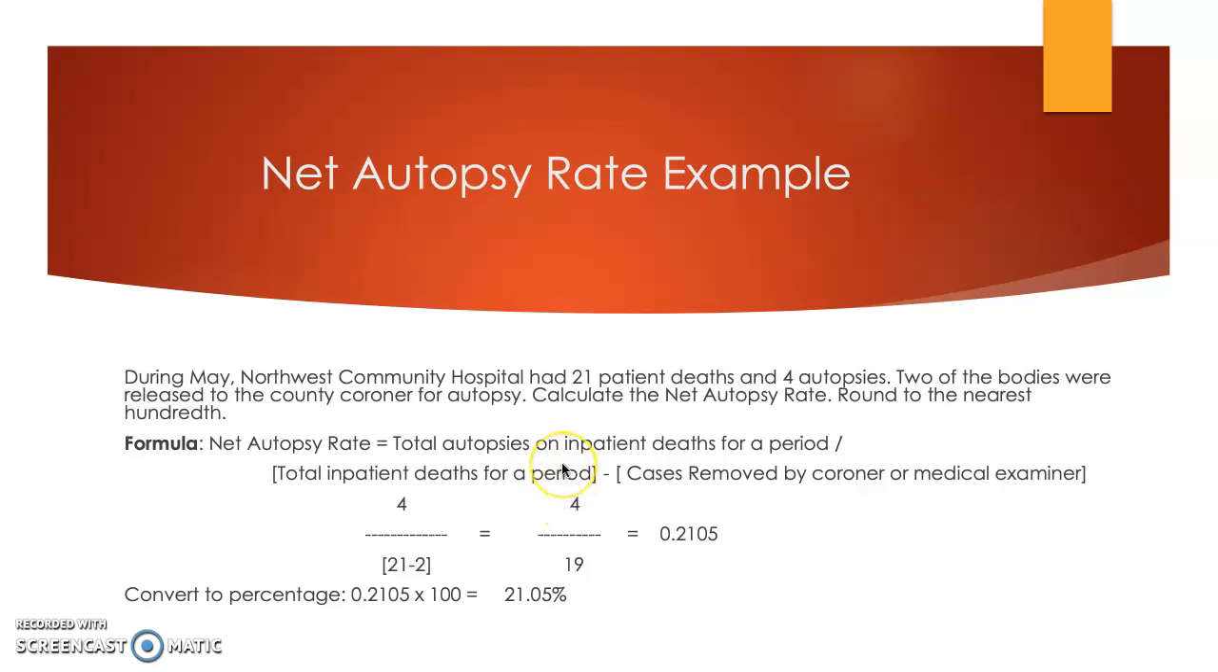We recall that the numerator for the rate is the total autopsies on inpatient deaths, which we know to be 4, over the total inpatient deaths, which we know to be 21, but we subtract the 2 that were released to the county coroner. So our new denominator is 19. 4 over 19 comes out to 0.2105. When we convert to a percentage by multiplying by 100, our final answer is 21.05%.